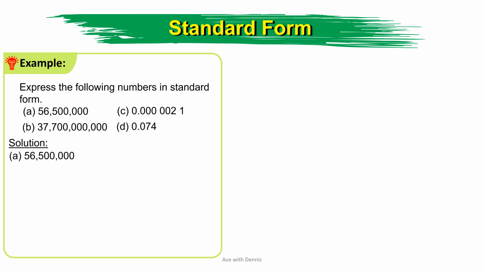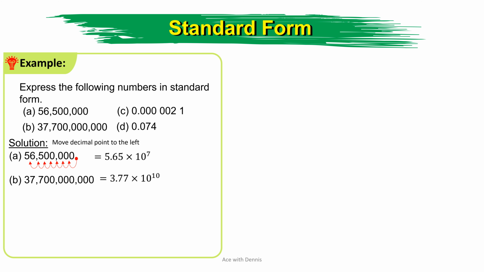Here's the solution. For A, 56,500,000. Here is our decimal point, and we need to move the decimal point to the left. Then let's count. 1, 2, 3, 4, 5, 6, 7. So we want to make this number greater than 1 and less than 10. Hence, it is 5.65 times 10 to the power of 7.